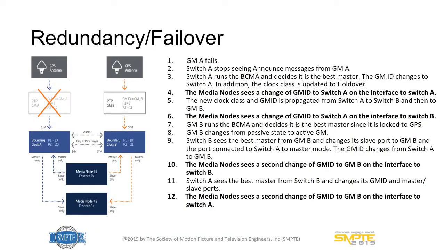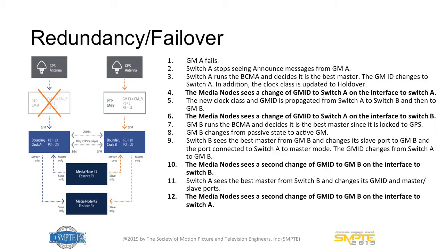So, a subtle difference here. Now, instead of the GPS antenna failing, the grandmaster itself fails. So what happens? The grandmaster fails. The switch stops seeing announce messages. After 3 seconds, it's basically going to say, grandmaster's dead, I'm now going to become the grandmaster. So the grandmaster ID is going to change to the switch's grandmaster. The media node on side A sees a change of grandmaster ID to switch A. That's then going to propagate over to the B side, and then it's going to see it on the B side. Then it's going to go up to the other grandmaster.